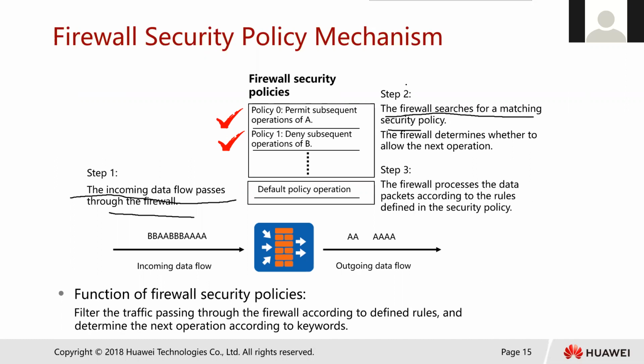Policy 0, policy 1, policy 2. You can configure many policies, and when the data flow comes to your firewall, it will match them one by one. It will determine whether it's allowed to do the next operation. The firewall processes the data packet according to the rules defined in the security policy. The function of the firewall security policies is also to do the filtering, or you can understand it as protecting our internal network topology.